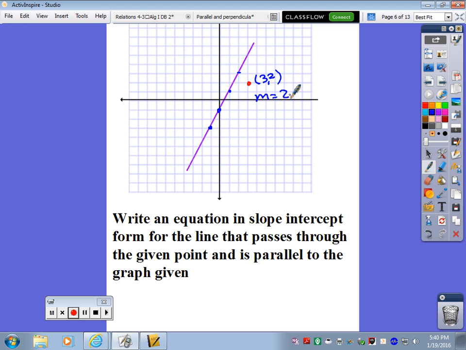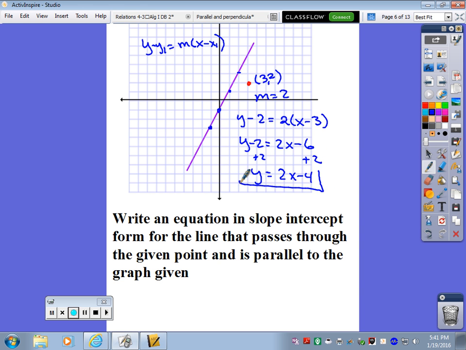So I'm going to use point slope. Y minus 2 equals 2 parentheses x minus 3. Because remember, it's y minus y1 equals m parentheses x minus x1. And then we're going to go y minus 2 equals 2x minus 6. And then to get it in slope-intercept form, we just need to get y alone. Y is equal to 2x minus 4. And that's my parallel line that passes through the point 3, 2.